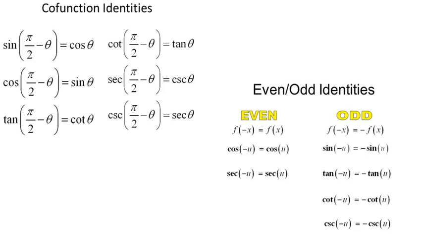The other two types of identities we're going to talk about in lesson 5.1, cofunction identities and even odd identities. I would say these ones are probably used less often compared to the first three different types of identities we talked about, but we're still going to use them. So take a look at these, write these down in your notes, and we will use these to rewrite and simplify some problems moving forward.